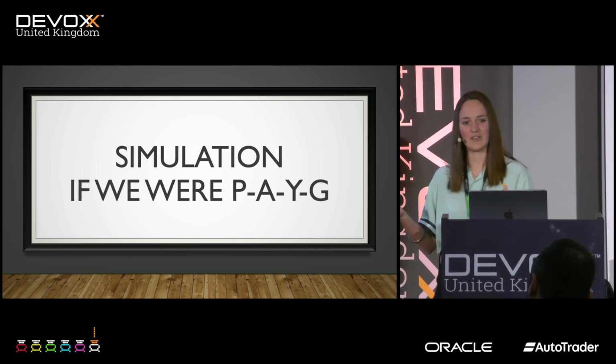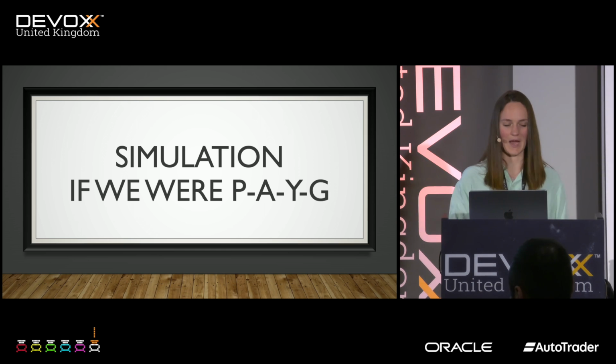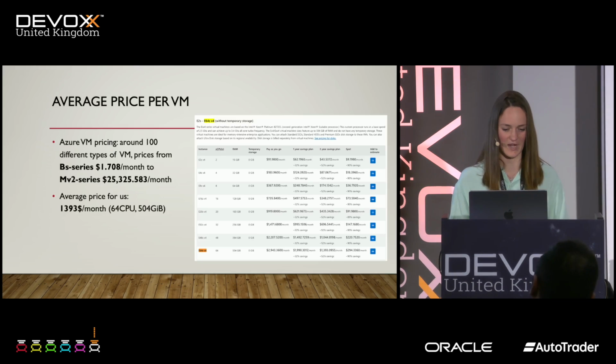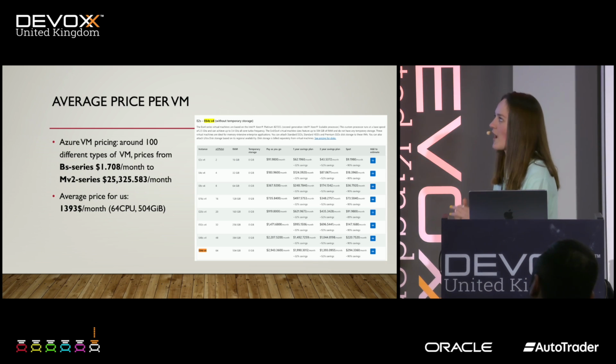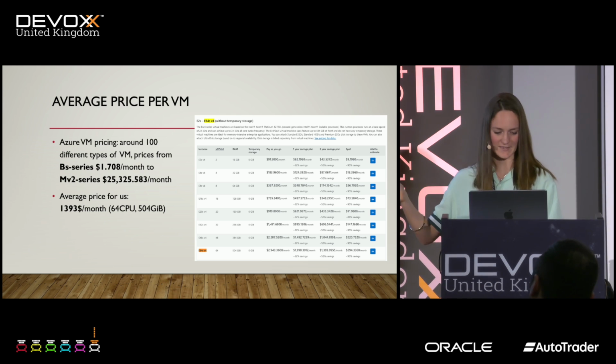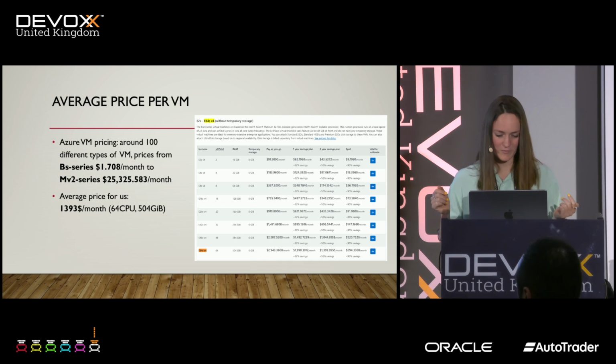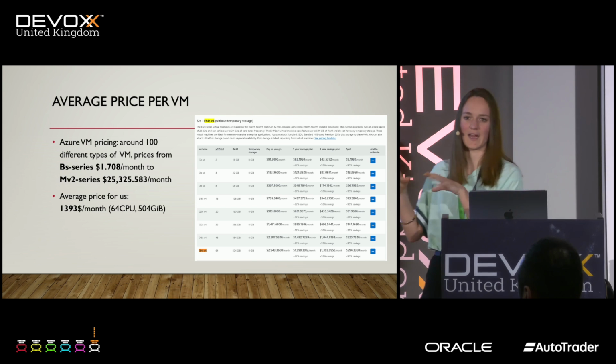If we do a simulation now of if we were paying as you go, which is where we should head in a couple of years when we get more confident with the usage of the cloud. If we look at the average price per VM, it was actually very interesting for me to go on this. This is an extract of the Azure billing prices, and it's an extremely confusing place. The prices go from $25,000 a month to $1.7 a month, depending on what kind of VM you want. So for us, we're going to say that the average price is around $1,400 because this is the kind of VM that we are more likely going to use.